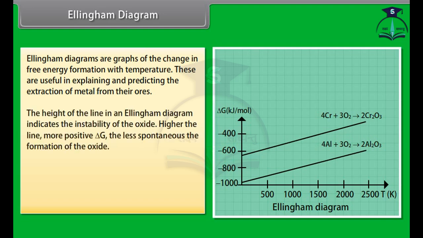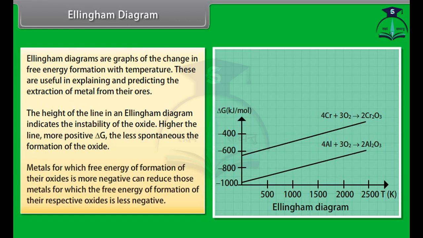The height of the line in an Ellingham diagram indicates the instability of the oxide. Higher the line, more positive delta G, the less spontaneous the formation of the oxide. Metals for which free energy of formation of their oxides is more negative can reduce those metals for which the free energy of formation of their respective oxides is less negative.